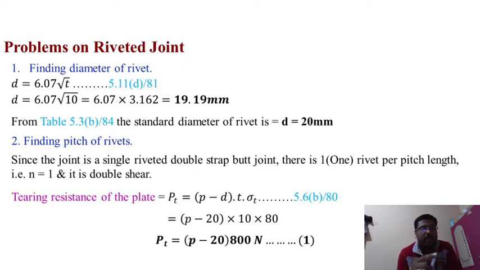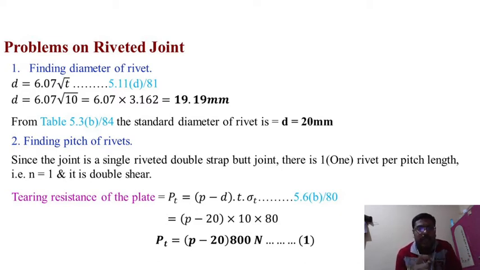So D is equal to 6.07 into root of T, where T is the thickness of the plate. Already given in the data, the thickness of the plate is equal to 10 mm. Therefore 6.07 into root of 10 is equal to 6.07 into 3.162, which is equal to 19.19 mm. So 19.19 mm is a decimal number.